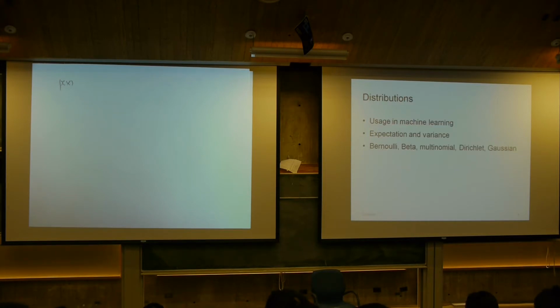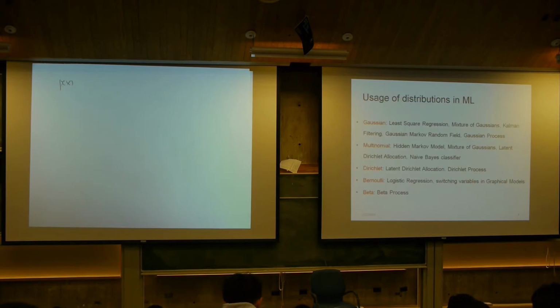So for the distributions, especially the 5 basic distributions, they are very fundamental in machine learning. When it comes to the graphic models, you can see that all the building blocks will be the 5 basic distributions. And we talked a little bit about the expectation and variance. The 5 distributions, as you know, are Bernoulli, beta, multinomial, Dirichlet, and Gaussian.